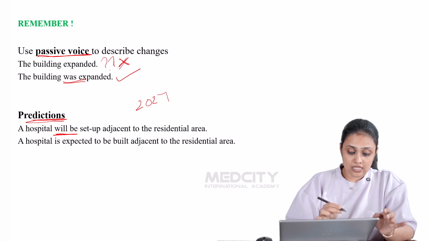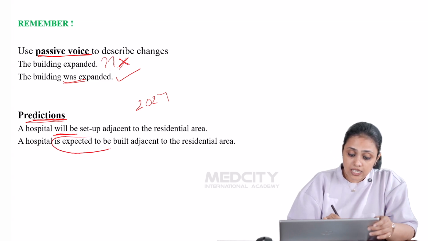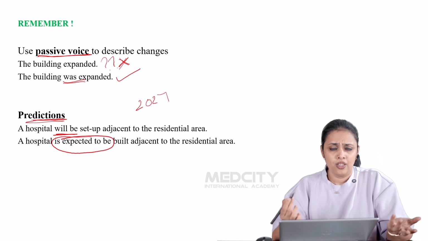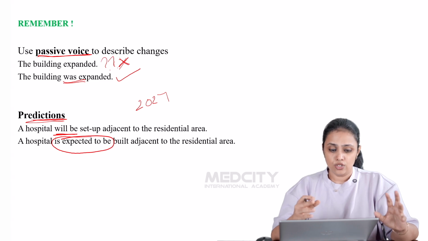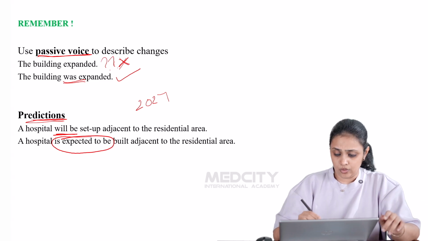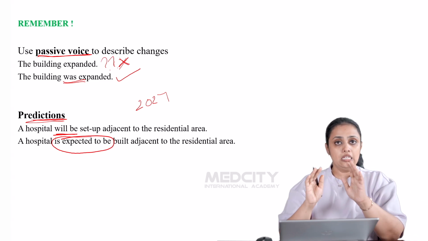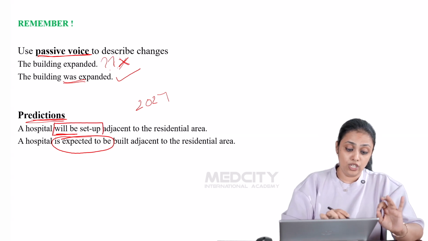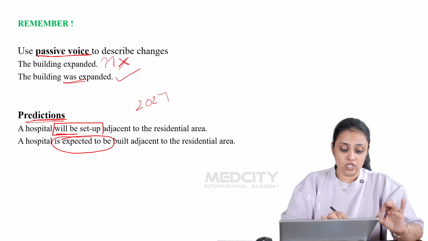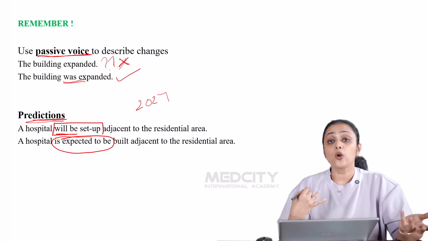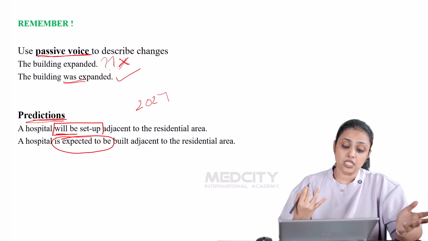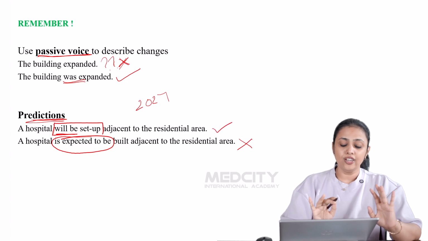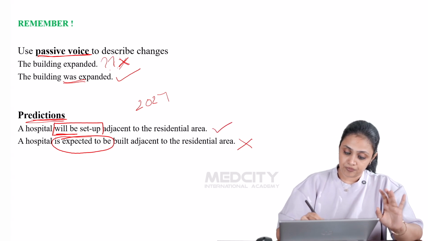Now, sometimes students write that a hospital is expected to be built adjacent to the residential area, because it's not yet built. So they say that it's expected to be built. No, that's a wrong usage. It's definitely there in the plan. So it's safe to say it will be set up. You need not go for usages like a hospital will probably be built, or is expected to be built, or is likely to be built. No, you can be sure: a hospital will be set up.